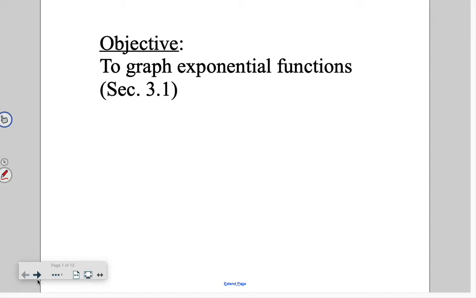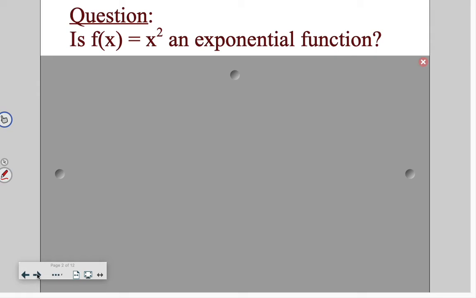So, first off, let's start with a question. Is x squared an exponential function? What do you think? Yes. Why do you say yes? Because it's got an exponent. Seems logical. Agree? Anybody disagree? It's a straight line. No, it's not a straight line. It's going to look like a parabola, right?